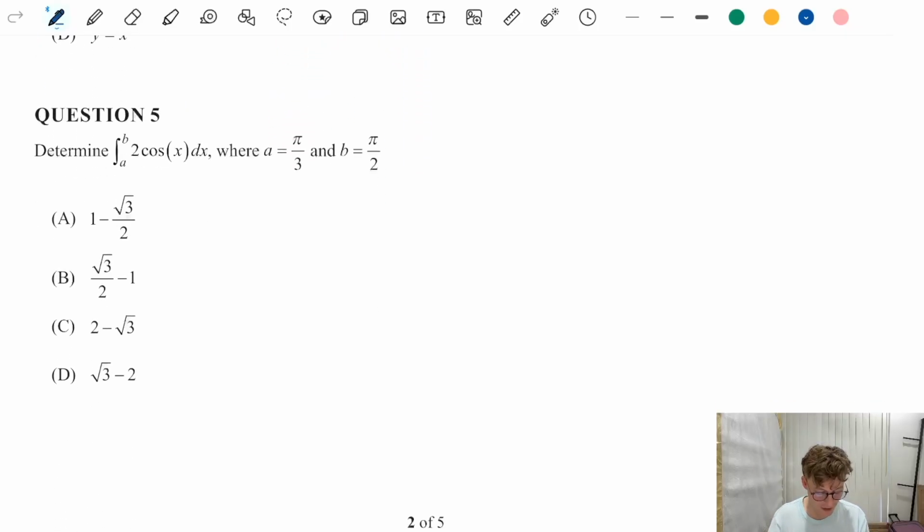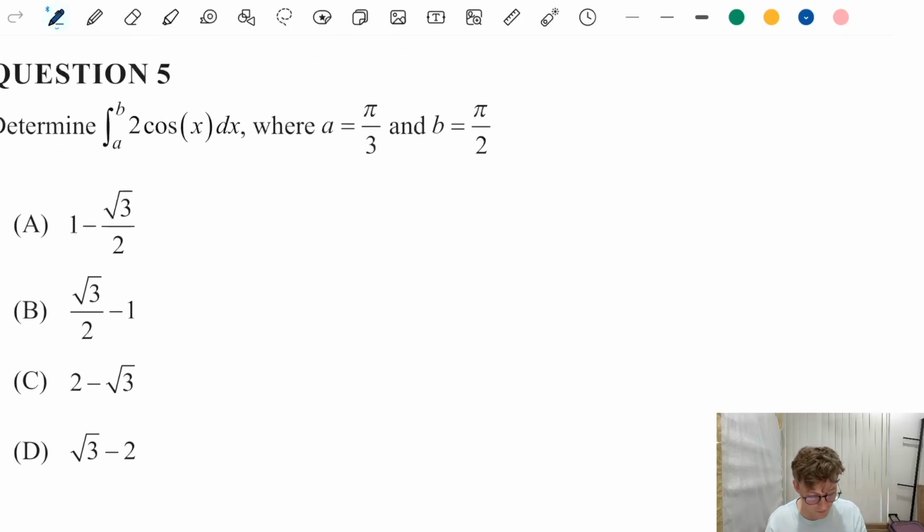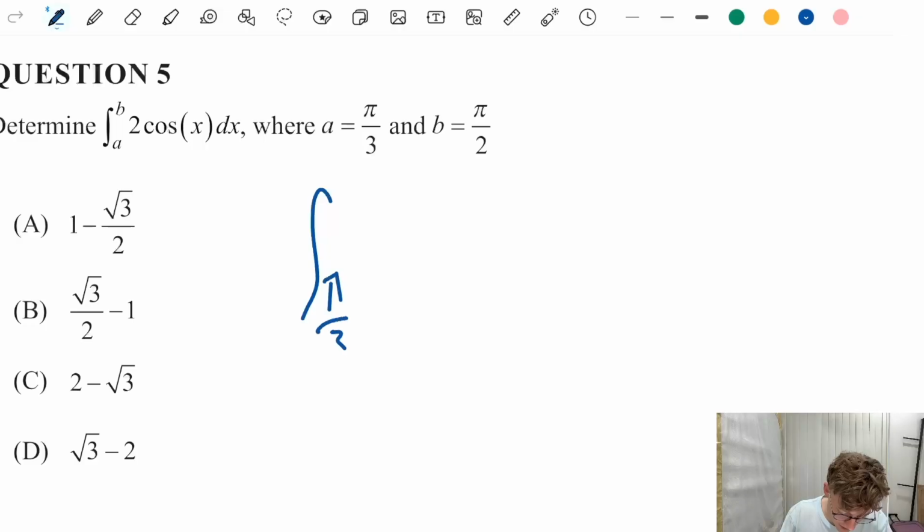Coming down to question 5, I want to determine the integral from a to b of 2 cosine x dx, where a equals pi on 3 and b equals pi on 2. I'm simply going to substitute in my boundaries. I get pi on 3 here, and I get pi on 2 here. I've got 2 multiplied by cosine x.